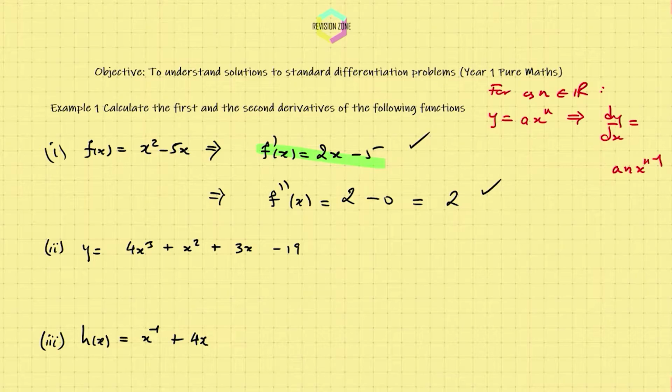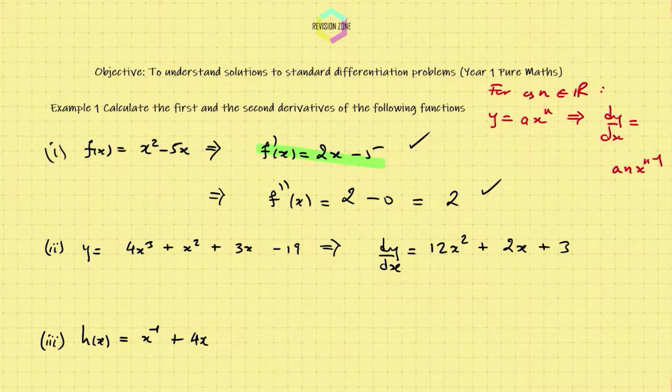Let's move on to part 2 of this example. Again, this is a very standard function, so we do the same thing. We apply the idea in red, and we differentiate each term. So 4 times 3 is 12, so I get 12x squared. Then the power is 2, so I get 2x to the power 1, which I'm not going to write down explicitly. There's no need. Then 3x differentiates to give me 3, and the 19 differentiates to give me 0, so I need not write it down. So we've worked out the first derivative.